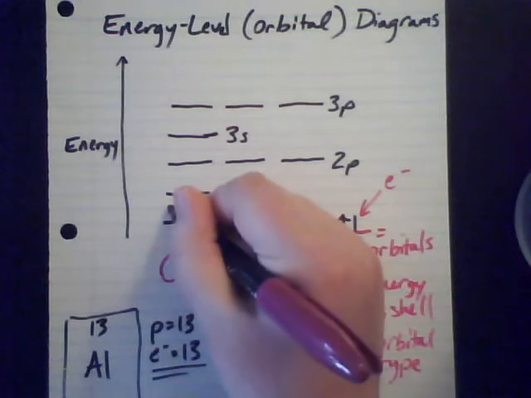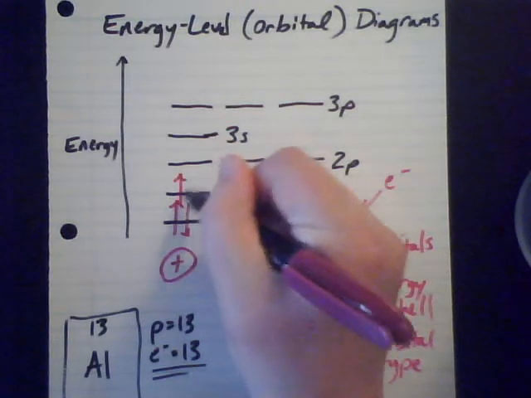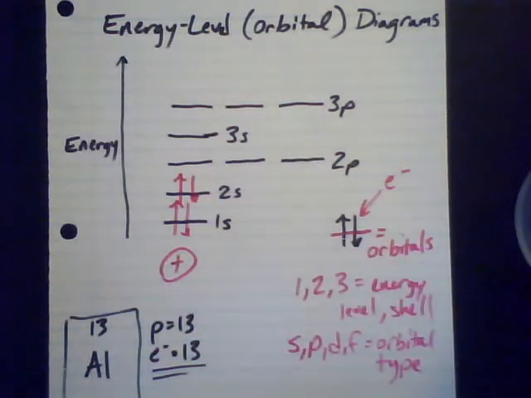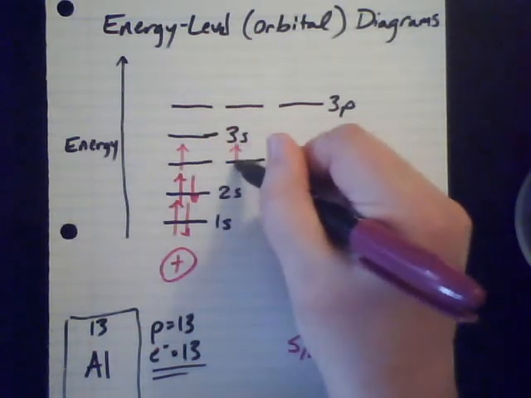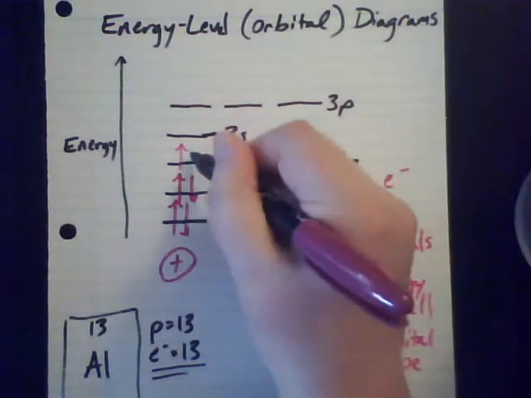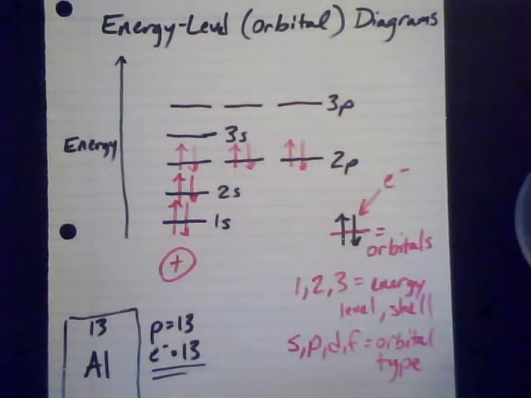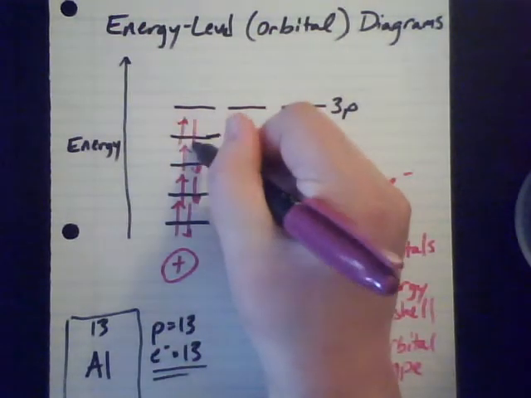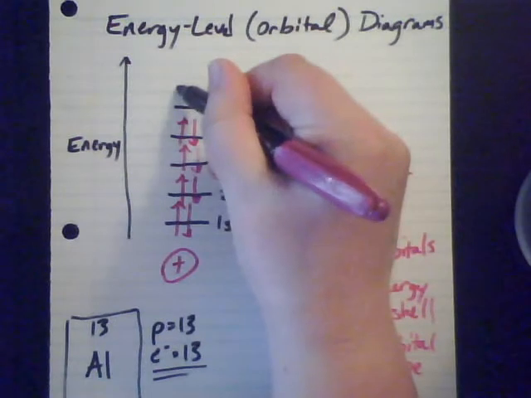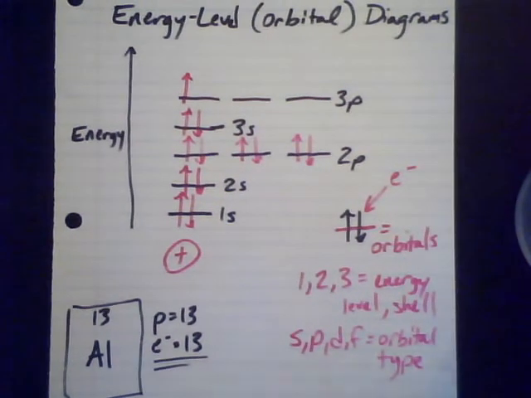So let's put them in here. So here's my first 2. 1, 2, 3, 4. And again, I can only put 2 into each line. 5, 6, 7, 8, 9, 10. Okay, and I'm trying to get to 13, 11, 12, 13. Okay, so what I've done then, great.